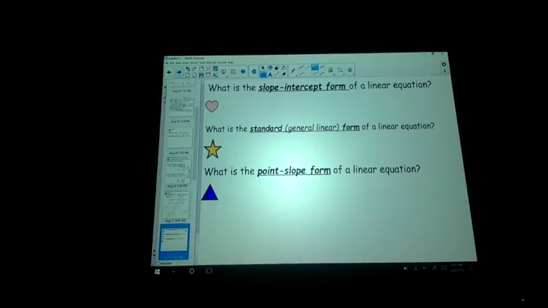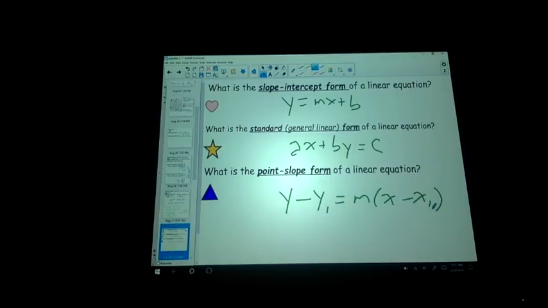All right. What is the slope-intercept form? Y equals mx plus b. What is your standard form? That's ax plus by equals c, where a, b, and c are whole numbers. And then point slope is this, y minus y1 equals m times x minus x1. Point slope is the one that's preferred. It's used most often in calculus and in physics. And sure enough, if I pulled out the heart, the star, or the triangle, I would have had the same equations given. I just rewrote them.